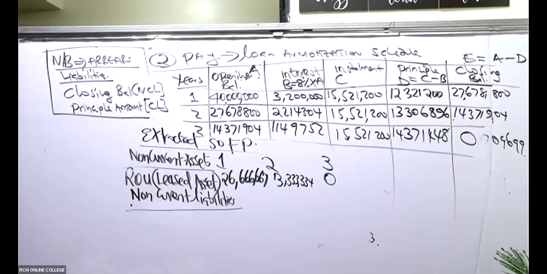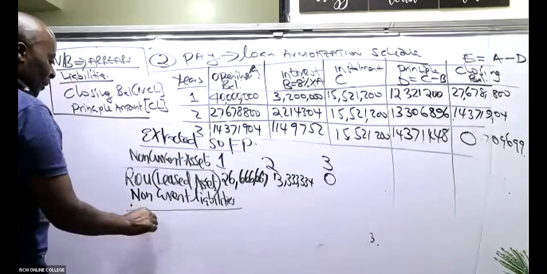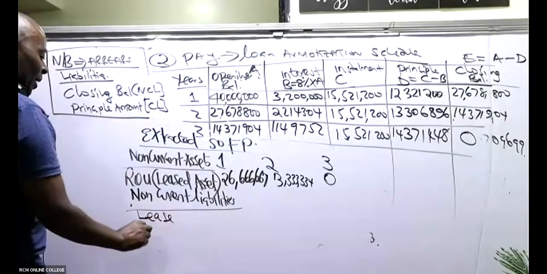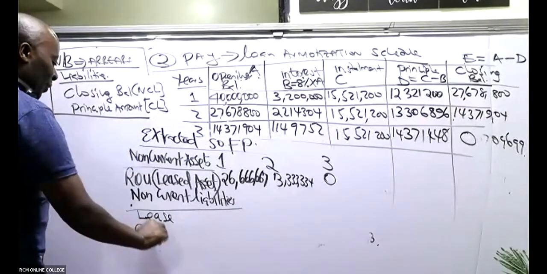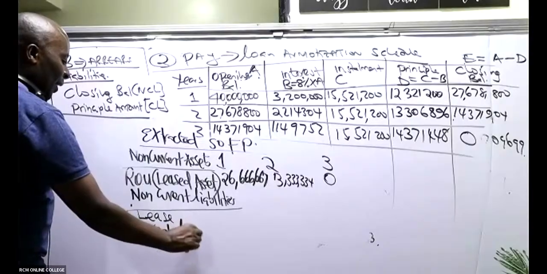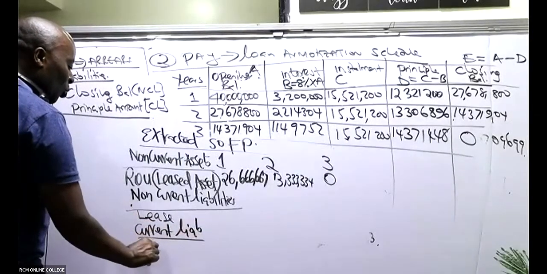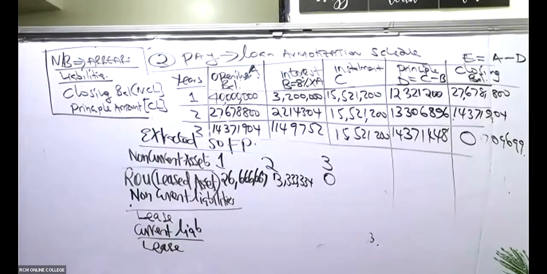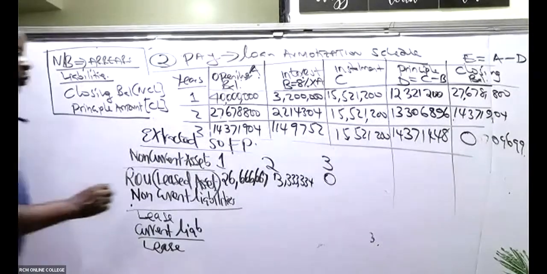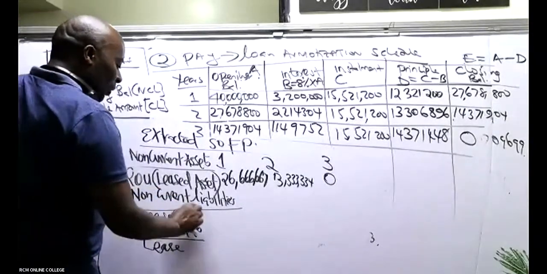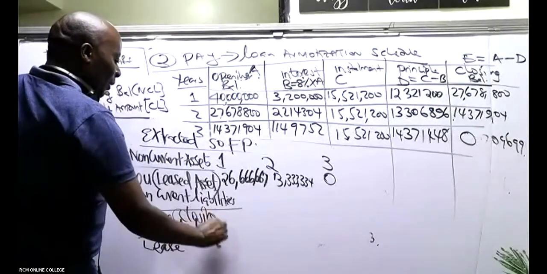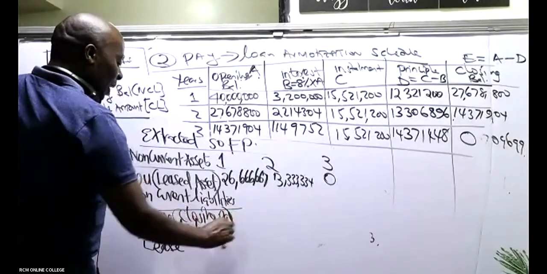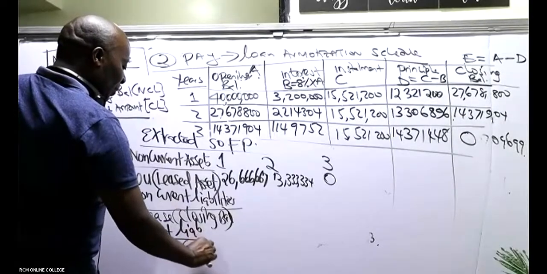Yeah. So now once you have written it that way, under non-current liabilities, we have here lease. You will simply write lease. And also under current liabilities, you shall also write lease. So remember, here you're going to pick what we call the closing balance. And here you shall pick the principal amount.